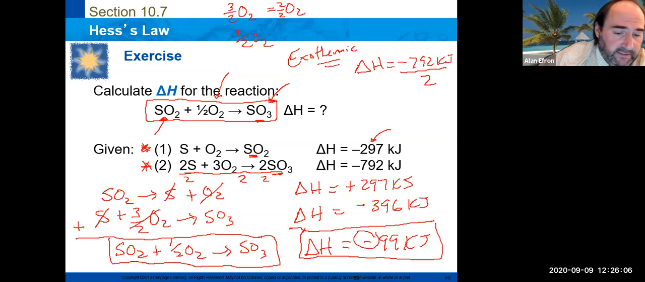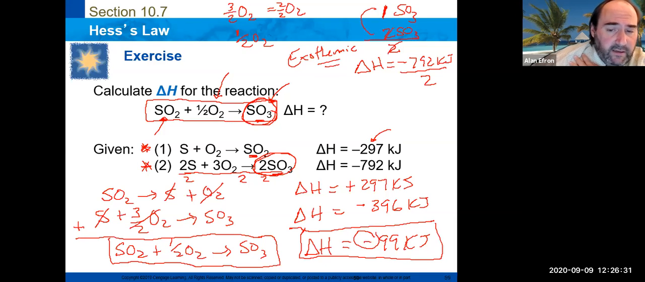I divided by 2 on the second one because, before I did anything here, in the equation that we were looking for, the coefficient of the SO3 was 1. In this equation that was given to us, the coefficient of the SO3 was 2. So what we needed was just one of those. So that's why we had to divide everybody by 2 to get us to 1. The second equation was ultimately to get us the correct number of SO3s.